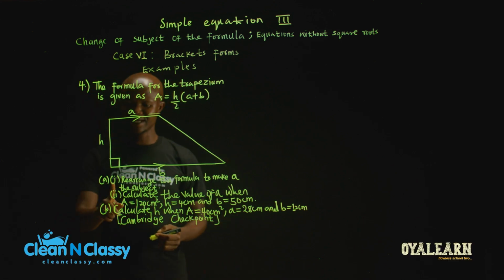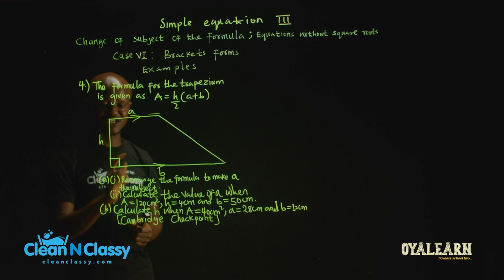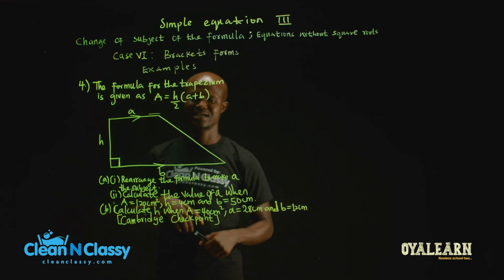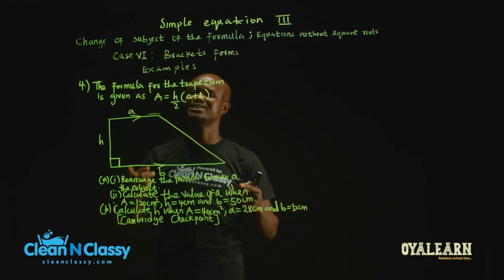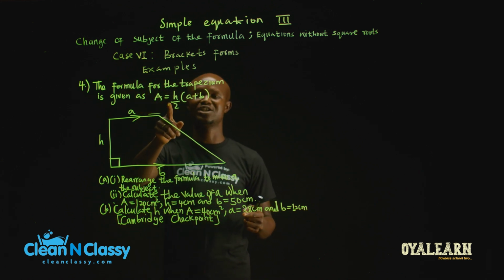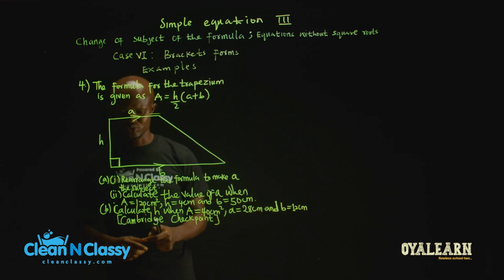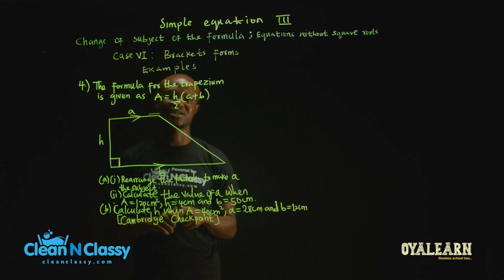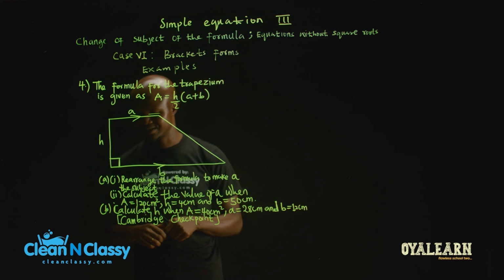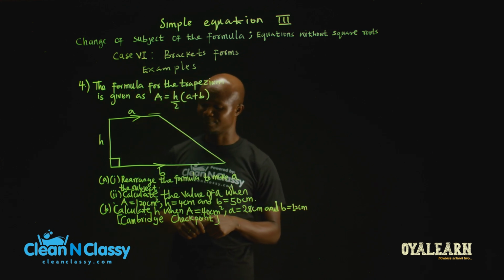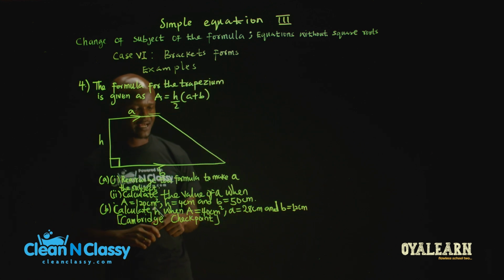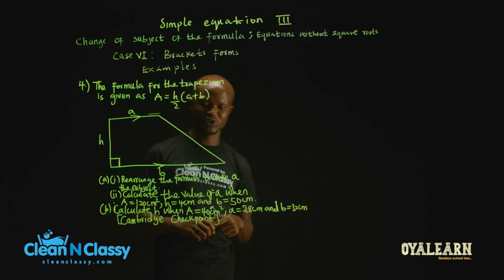1. We are asked to find the first part: rearrange the formula to make a the subject. That simply means we should make a the subject of the formula from this relationship. 2. Calculate the value of a when A equals 120 centimeters square, h equals 4 centimeters, and b equals 50 centimeters. The B part of the problem: calculate h when A equals 40 centimeters square, a equals 28 centimeters, and b equals 12 centimeters.